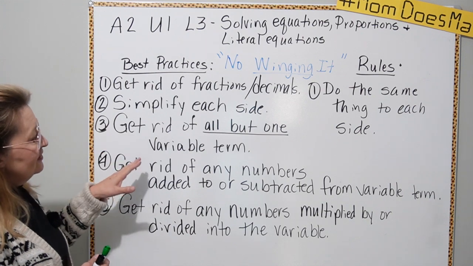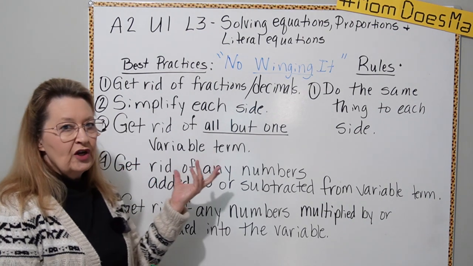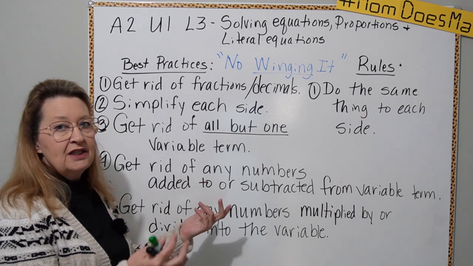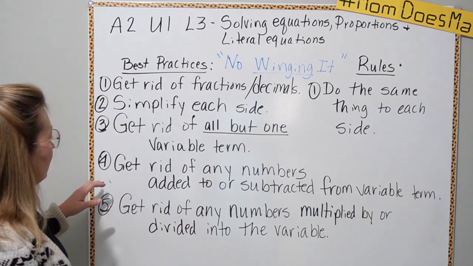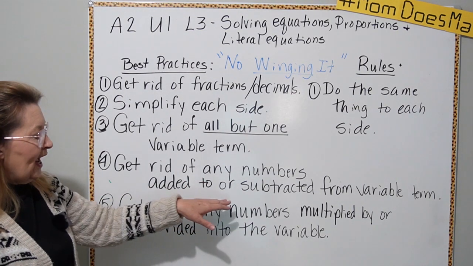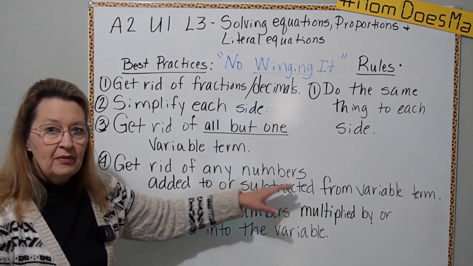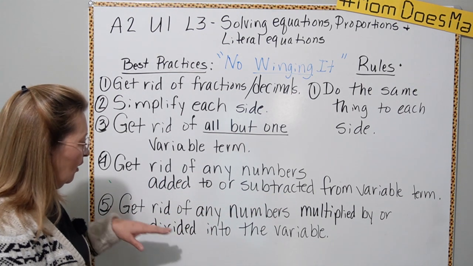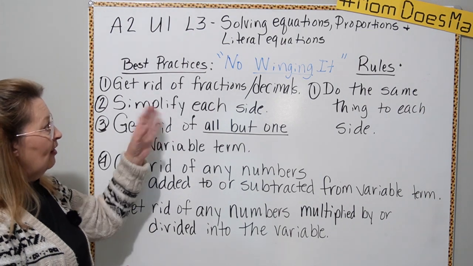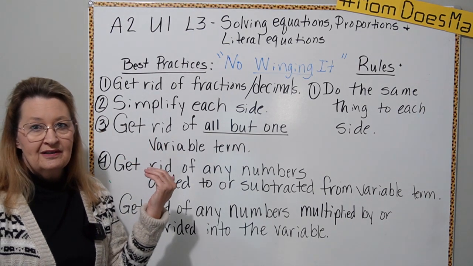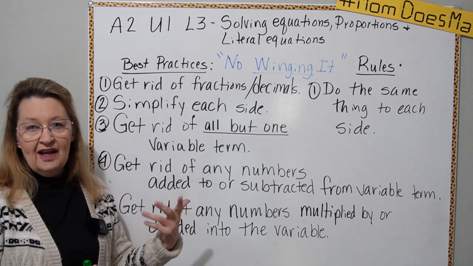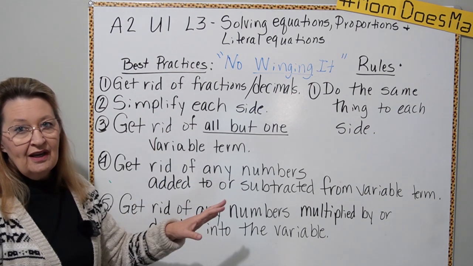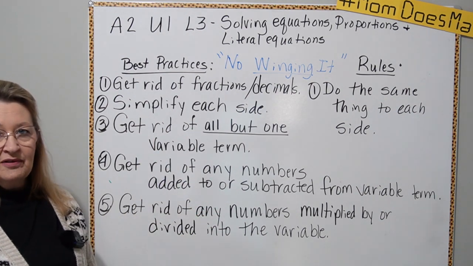Now, the next thing is to get rid of all but one variable term. At this point, if you have a variable term on both sides, you need to get rid of one of them. Then we're going to get rid of any numbers added to or subtracted from the variable term, and then we get rid of any numbers multiplied by or divided into the variable. Now, like I said, these are just best practices. So there are things that as you gain experience, you're going to see there's times to deviate from this. So let's just get some examples and dive in.